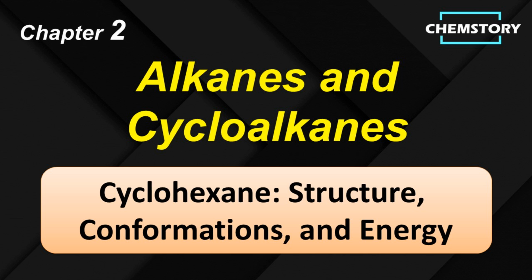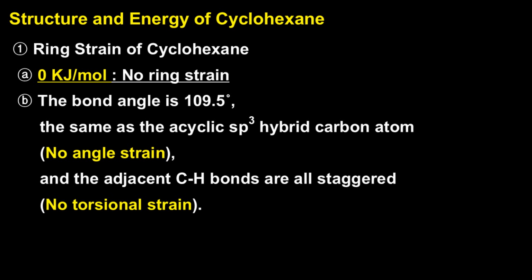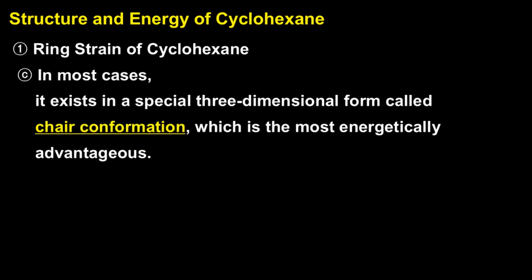Let's get started. One of the key reasons cyclohexane is so stable is that it has zero ring strain. Its total strain energy is 0 kilojoules per mole. That's because its bond angles are 109.5 degrees, which is exactly the same as the ideal angle for sp3 hybridized carbon atoms in an acyclic alkane. That means there's no angle strain. And on top of that, in its most stable form, all of its CH bonds are staggered, which gets rid of torsional strain as well.